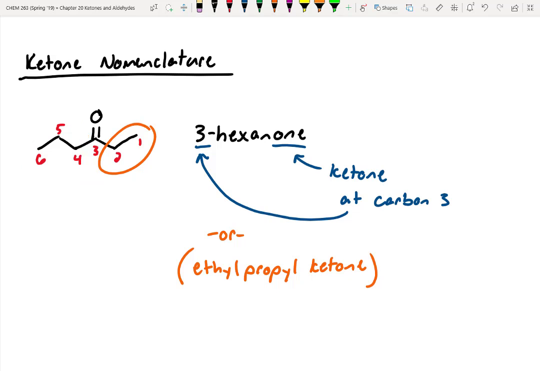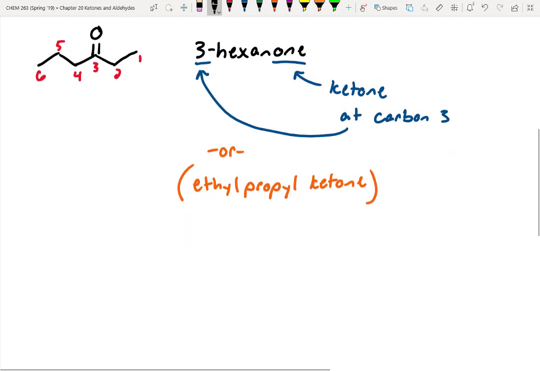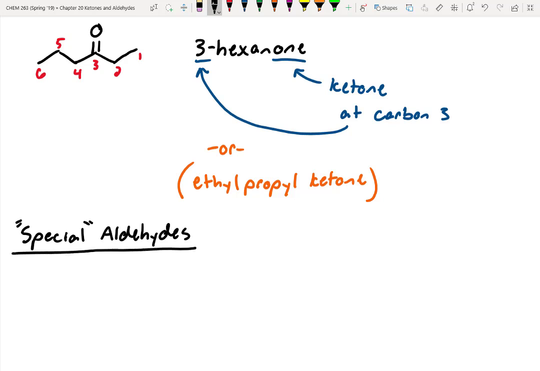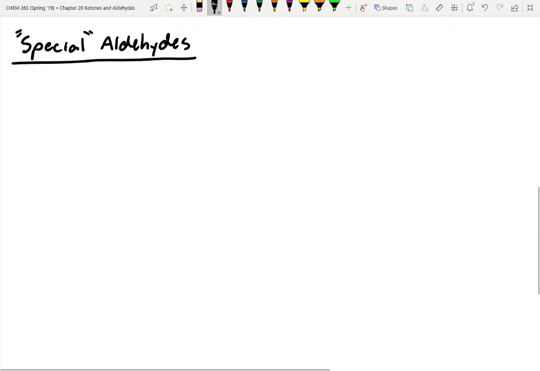Does that make sense? So ketones are their own special class. We do have to number the carbonyl position. All right, there's a whole bunch of special ones that we do need to cover. So we'll do special aldehydes first. And what I mean by special is they're IUPAC accepted names, but not true systematic names.